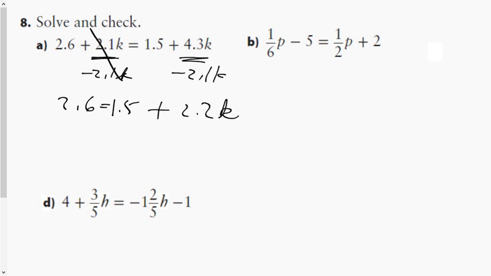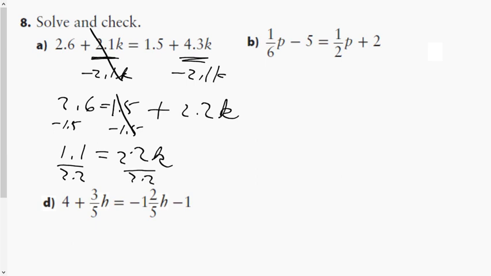Then you just have a simple question where you'd have a constant. 1.1 is equal to 2.2k. Divide by the coefficient. And k equals a half, or 0.5. 1.1 divided by 2.2 is 0.5.